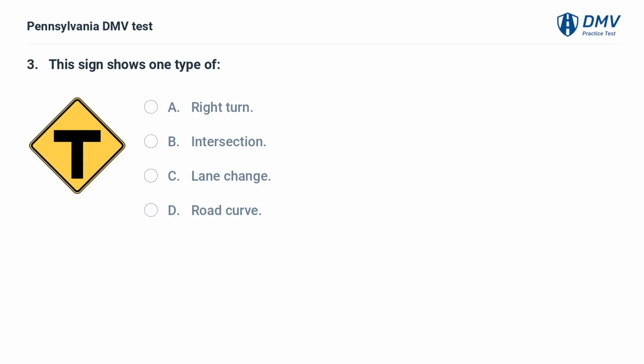This sign shows one type of A. right turn. B. intersection. C. lane change. D. road curve. B. intersection. This sign indicates that a T intersection is ahead.